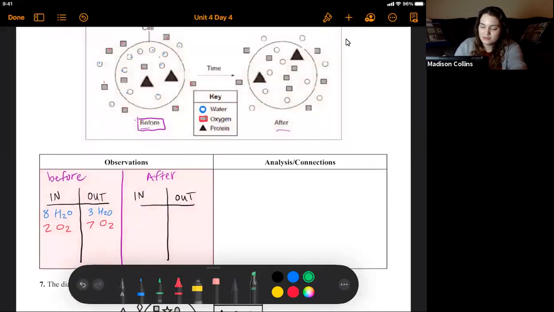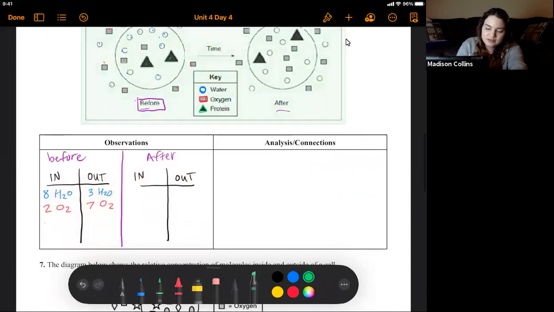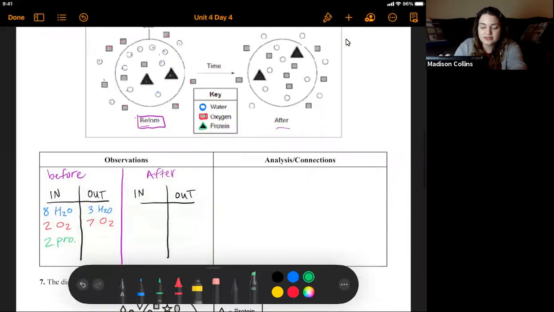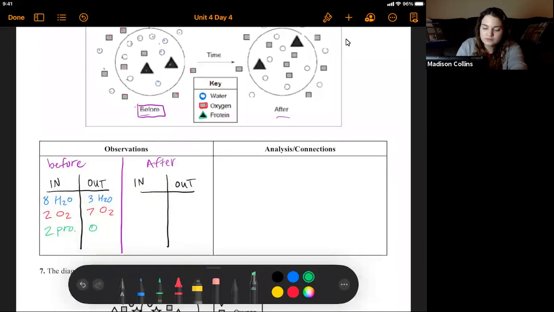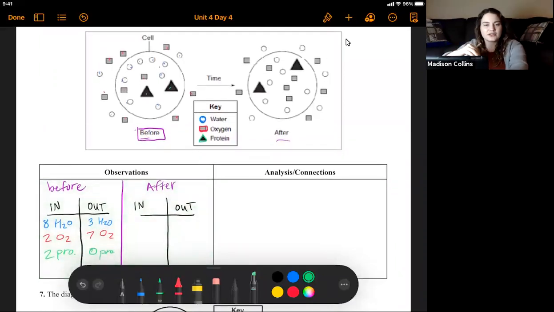And finally, protein, I will draw that in green. We have 1, 2 molecules inside the cell and 0 outside the cell. Okay, so now we have labeled the contents inside our cell from our before diagram.